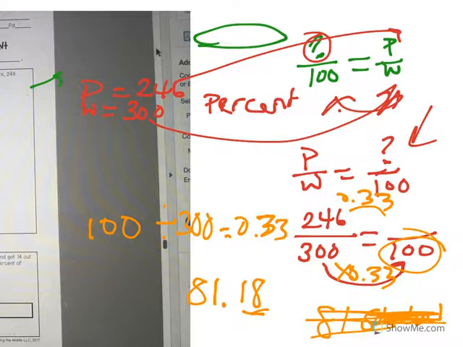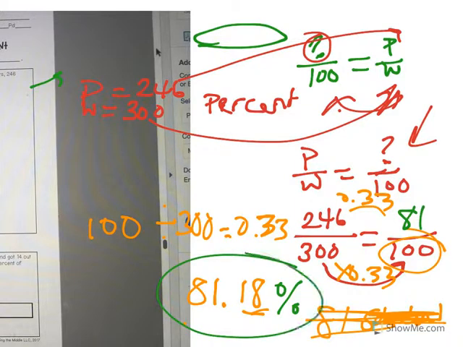I was thinking about yesterday's assignment. 81.18%. Now, here you definitely put the percent sign. Here you don't, right? But here in your answer, you put the percent sign. The reason why we don't put it here is because this changes the whole problem. And yesterday I saw somebody that was doing it that way. So that's the answer to that one.